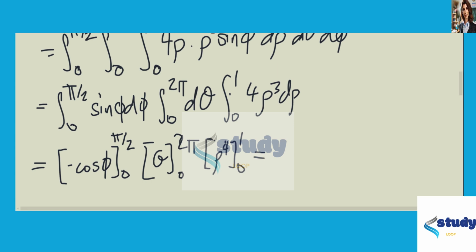And evaluating, we get negative 1 times, it's actually opposite of negative 1, so it's positive 1, times 2 pi times 1, which is simply 2 pi.